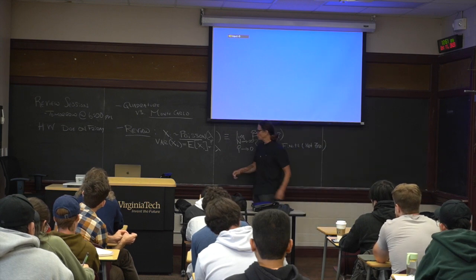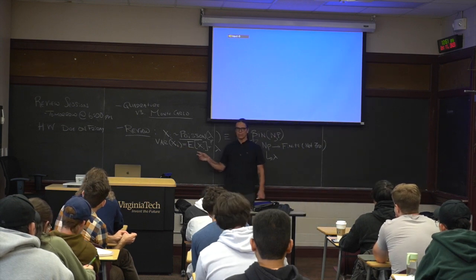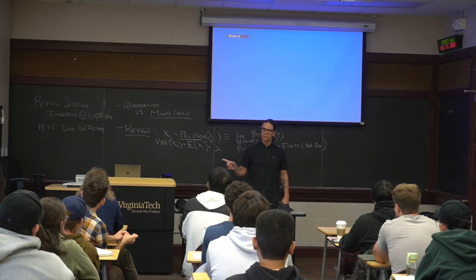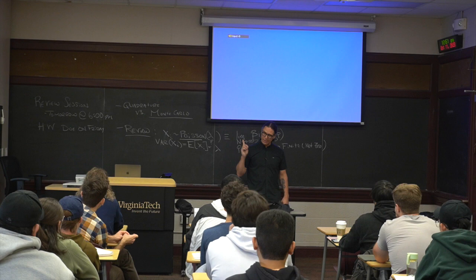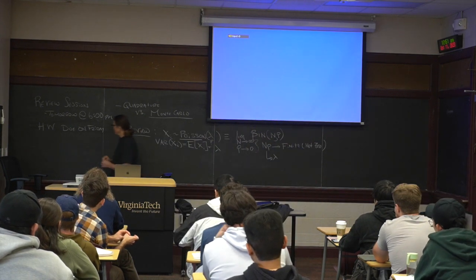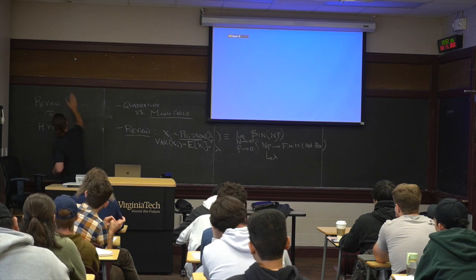Sometimes you have distributions where the variance is larger than the expectation. Does anybody know of any distributions like that? Negative binomial. The negative binomial. So I'll just mention that. Negative binomial.